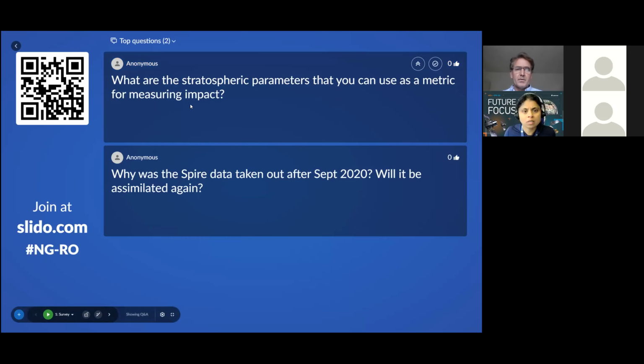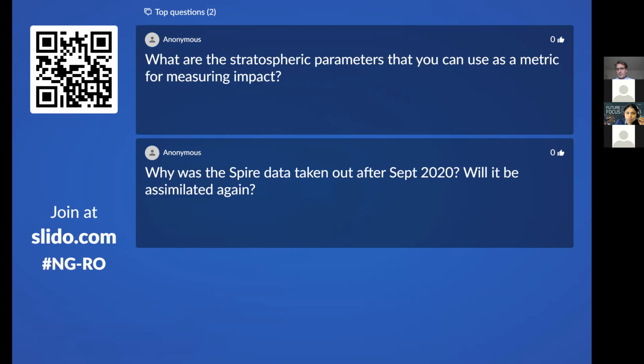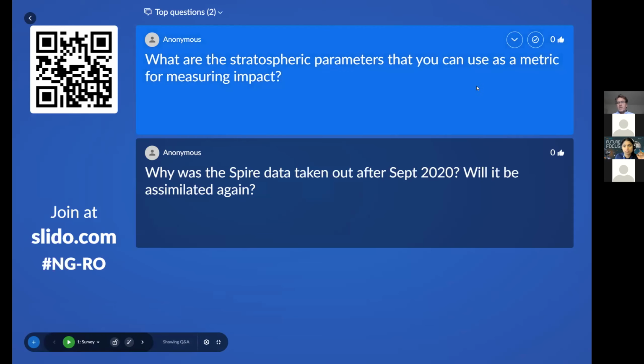What are the stratospheric parameters that you can use as a metric for measuring the impact? Well, we look to see how well we're improving the stratospheric temperatures and wind information. We don't see the humidity there because we're not sensitive to that. But certainly when we put Cosmic 2 in, you could see impacts on stratospheric temperatures and winds out to day 5, day 6. So you look to see how well the forecast of winds and temperatures are improved.